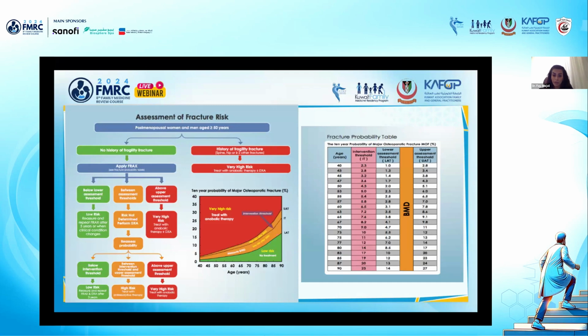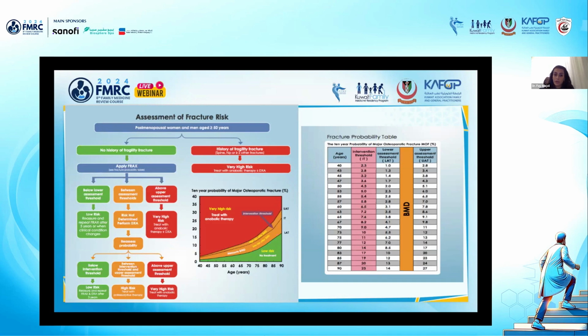The interventional threshold is the score at which the patient who has had a fragility fracture, so the answer to question, I think, 4 is yes, is calculated. And this is determined by the intervention threshold. We will talk about it more later.